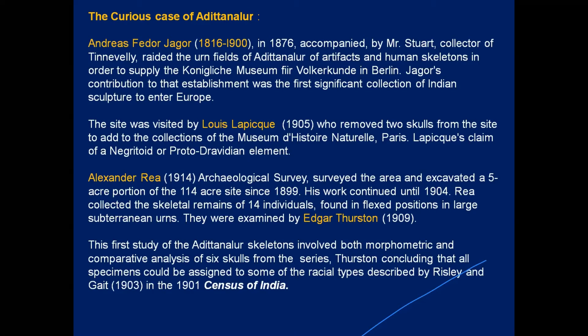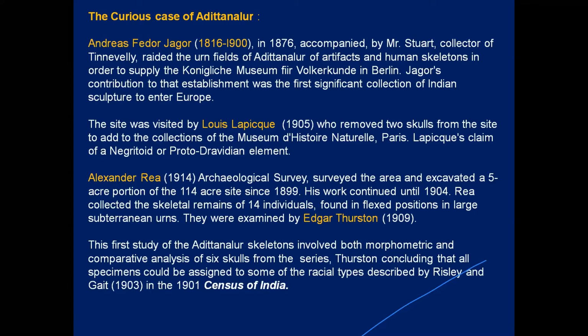Then Alexander Rea of the Archaeological Survey got worried about this hunting and raiding of the Adichanallur remains, and so they took up excavation and excavated a 5-acre portion of the 114-acre site. So that is a big site, Adichanallur. From 1899 till 1904 he excavated the site, and he collected the remains of 14 individuals, which were found in flexed position in large subterranean urns.